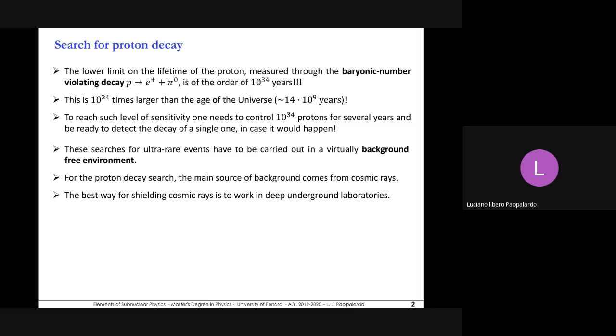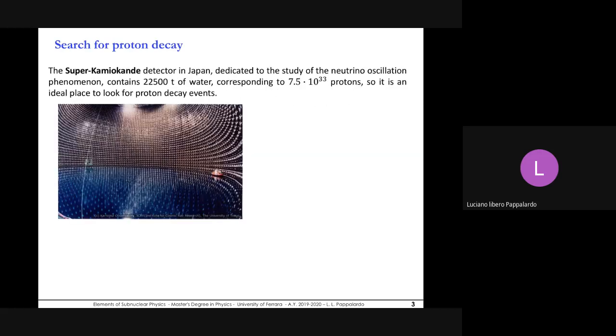Now, the searches for ultra-rare events have to be carried out in a virtually background-free environment, of course. For the proton decay search, the main source of background is cosmic rays. And so the best way for shielding cosmic rays is, as you know, to work in deep underground laboratories. One example of those laboratories is the Super Kamiokande detector in Japan. You see here a picture. This is a huge tank filled with water, and all the walls are covered with photomultipliers.